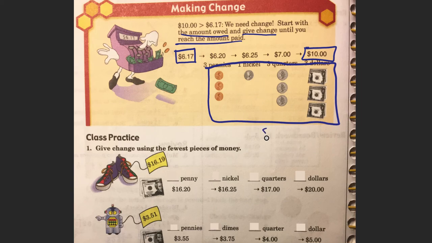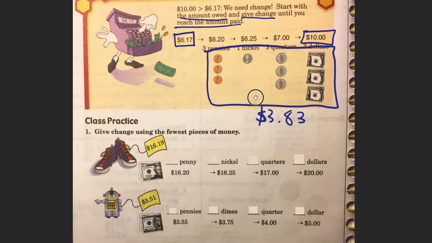So this is $3, plus 75 cents, plus 5 cents makes it 80 cents, plus 3 cents makes it 83 cents. So $3.83 is the amount owed back to the customer.